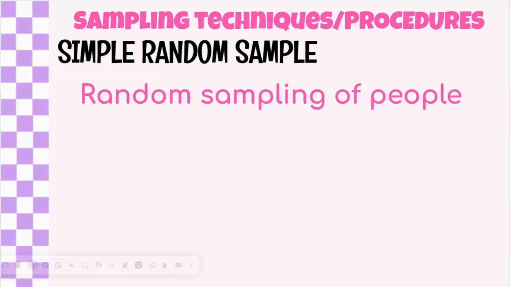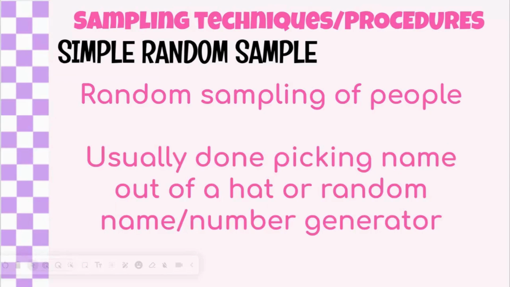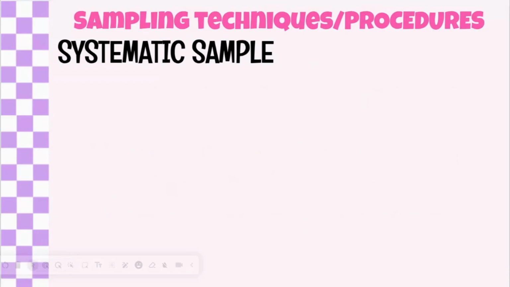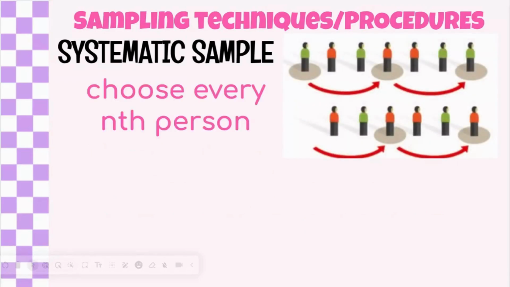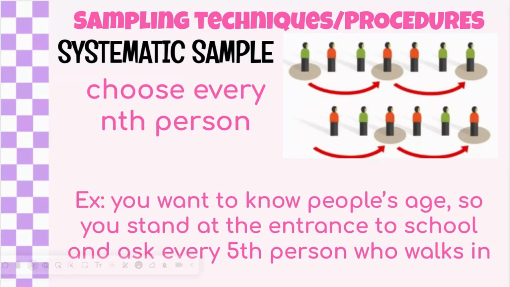Now, a simple random sample is just a random sampling of people. You could do this with a name generator. You could assign everybody a number and then use a random number generator. A systematic sample is where you would survey every nth person. So if you had people standing in line, you can see in that picture on the top, they're surveying every 4th person. On the bottom, they're surveying every 3rd person. So for example, you want to know people's ages, and so you stand at the entrance to the school, you ask every 5th person who walks in how old they are, and you'll have enough people in your survey.